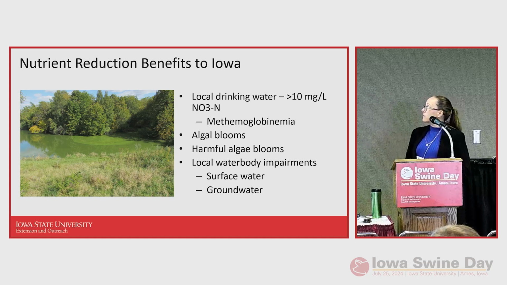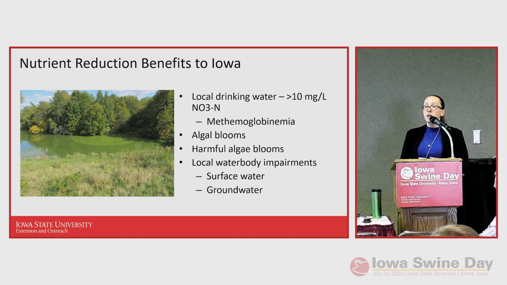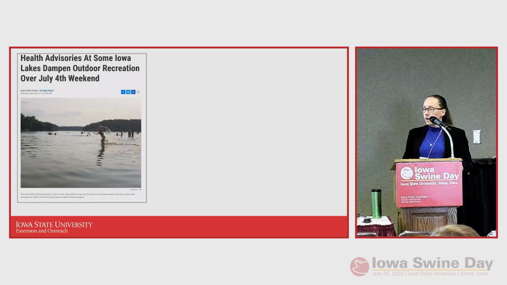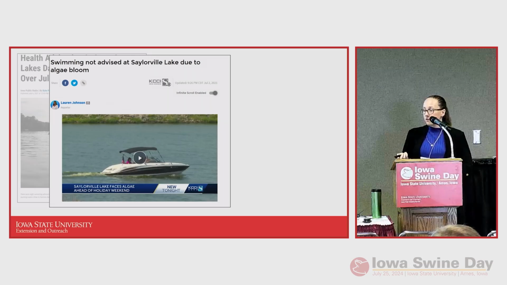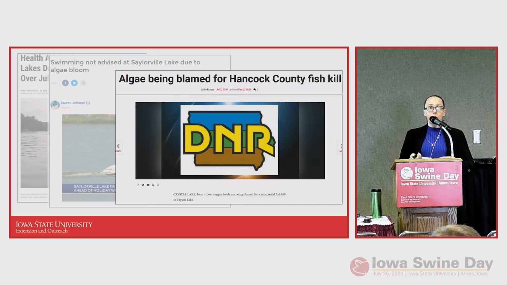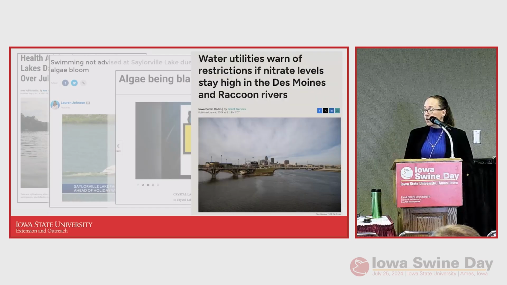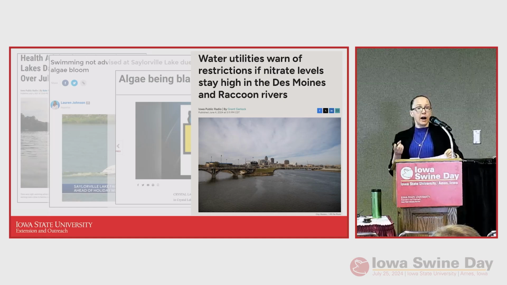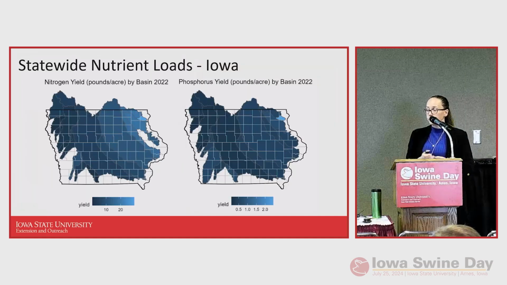So what this really boils down to is local water body impairments, both surface water and groundwater, that can affect our recreational use, our wildlife habitat, as well as drinking water. And if you've looked in the newspaper over the past couple of years, you've probably seen beach closures, swimming not advised because of harmful algal blooms, algae blamed for large-scale fish kill because of the hypoxic zone, and then Des Moines Waterworks, they have had to switch back and forth between the Des Moines River, Saylorville Lake, and Raccoon River because of issues with both high nitrate levels and microcystin concentrations.